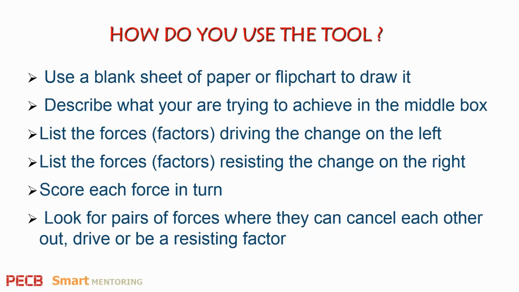How do we use the tool? Again, this is just a to-do list. It will be obvious when I show you that example what's actually involved. So use a blank sheet of paper or a flip chart to draw it. Describe what you're trying to achieve in the middle box. List the forces driving the change, and on the other side those resisting the change, score them, and then look at pairs of forces that cancel each other out. You'll see that much more clearly when I show you the example. I'm just going to move on now.